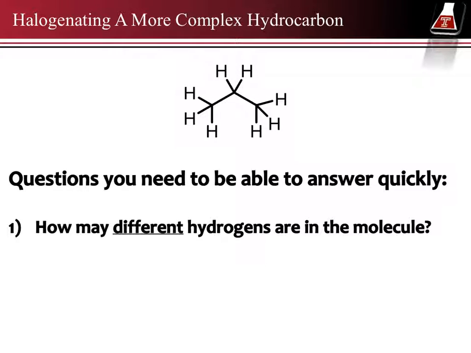Okay, folks, so we're going to continue our conversation about radicals and radical halogenation of hydrocarbons. We're going to skip over ethane. We've talked about methane in a lot of detail. We're going to talk about propane today because it gives us some complexity to address a variety of issues, all right?